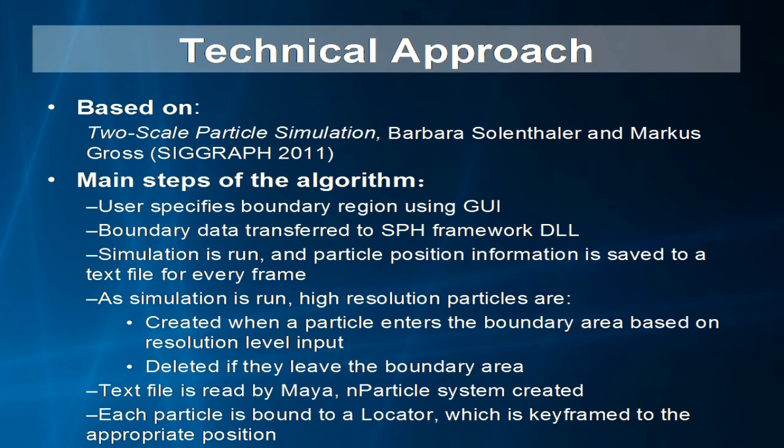First, the user needs to specify the boundary region by using our GUI, and then the boundary data will be transferred to the SPH framework. The simulation will run, and particle position information is saved to a text file for every frame. After that, the text file is read by Maya and an n-particle system is created. And each particle is bound to a locator, which is keyframed to the appropriate position.